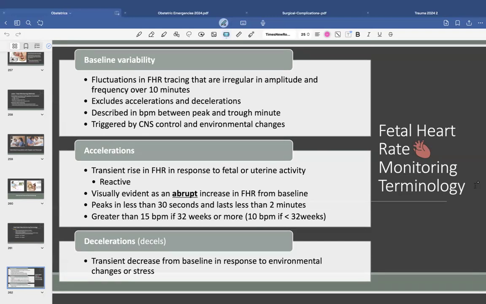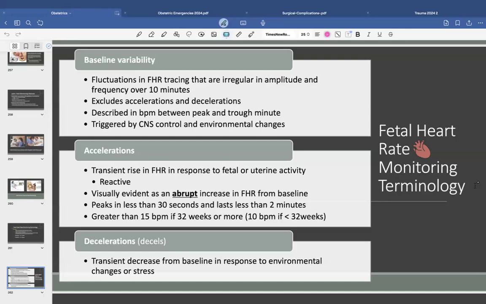It is greater than 15 beats per minute if 32 weeks or more. That acceleration. So if you were at 150 and then you went to 165, that would be considered an acceleration. If you're 32 weeks or more, if you're at 150 and you accelerated 10 beats per minute, that would be acceptable if you're less than 32 weeks. Look at all of this again. These are just so you can learn the terminology.